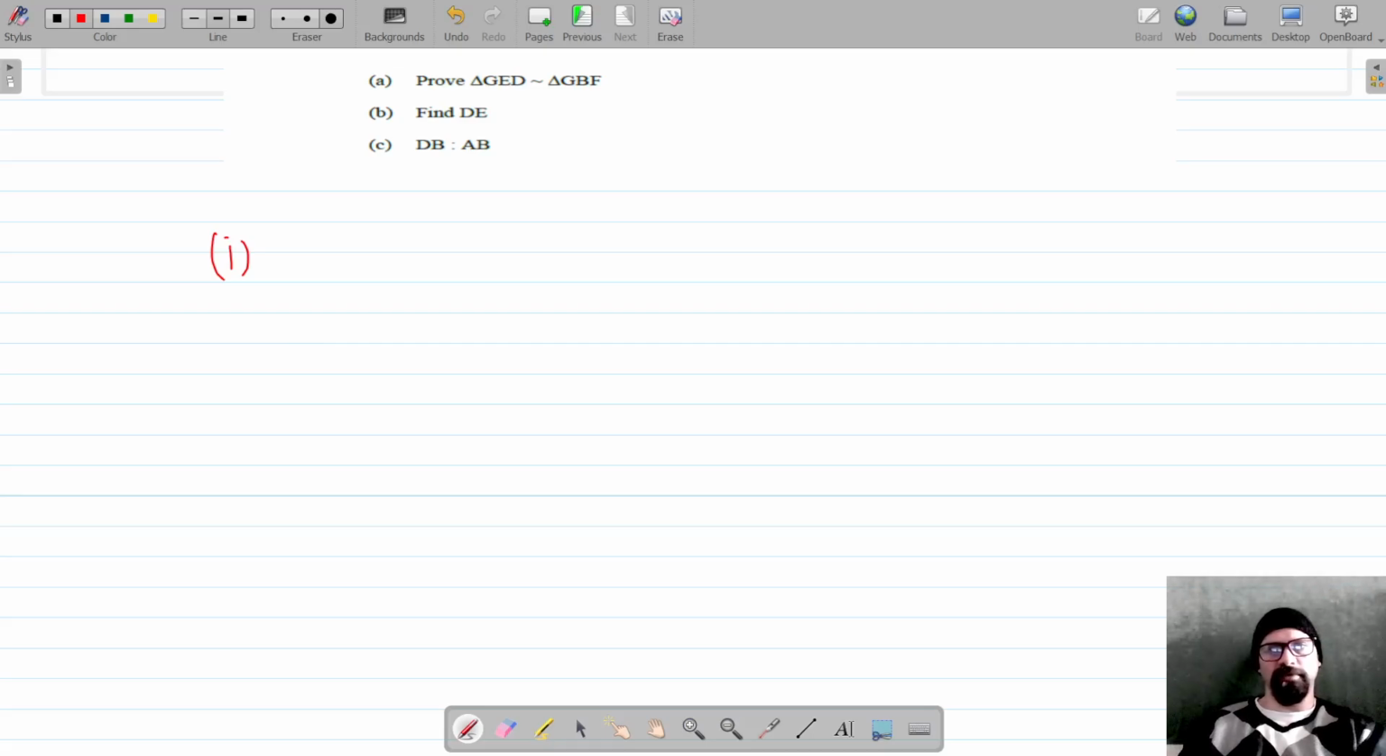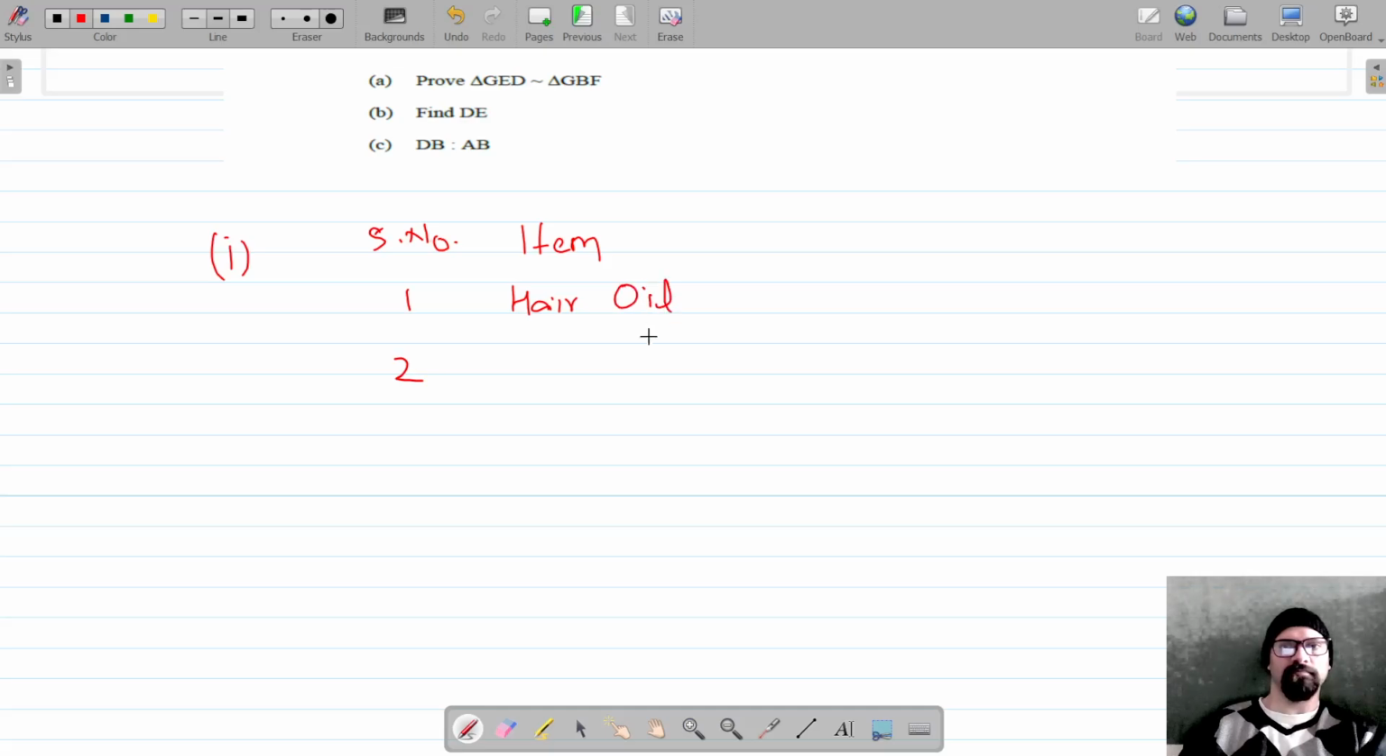So let me prepare this in tabular form. And the first one is the serial number. We have only two items, so the serial numbers are 1 and 2. Okay, and our items are, the first one is hair oil, and the second one is cashew nuts.